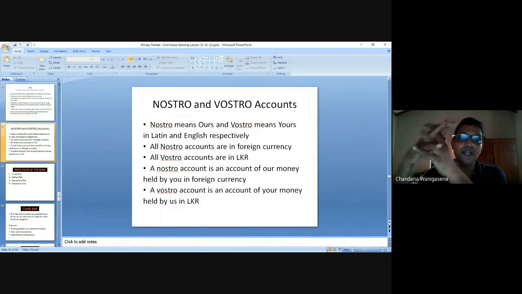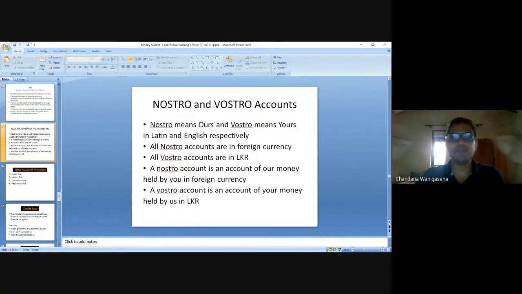A vostro account is in LKR, right? So it is your money. Japanese money, we keep it in Sri Lanka, to do the local transaction. So Japan keeps Sri Lankan rupees in a vostro account. In Sri Lanka, we keep Japanese banks' money in Sri Lankan rupees. So for these mirror transactions, we need nostro and vostro accounts.